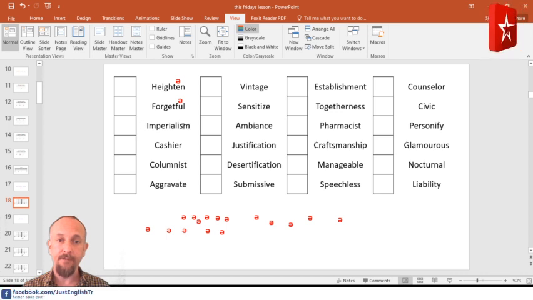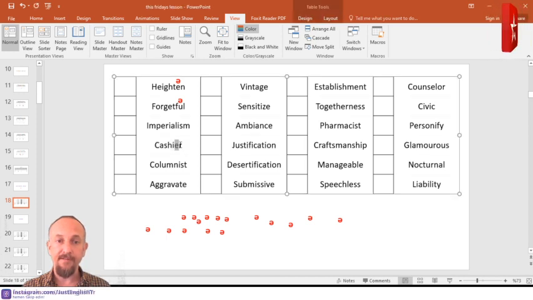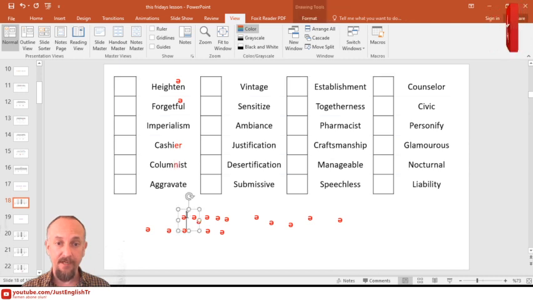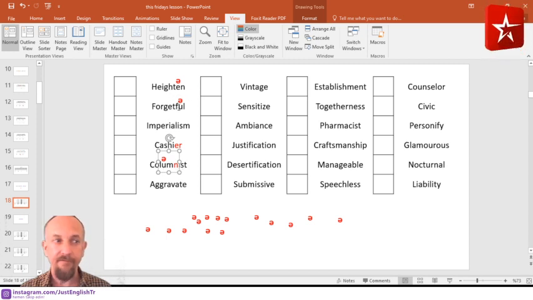Imperialism. We don't really have that sound here. Cashier. Again, we don't have that sound here, but generally speaking, this one here, "ier", I'll mark that for you, is generally pronounced the same way. And if we look over here, counselor, we have that same sort of pronunciation. But here, this N, I'll highlight for you, is actually silent, and we've got that sound again, actually. Let's go back up there. Columnist. Can you hear it? Columnist.